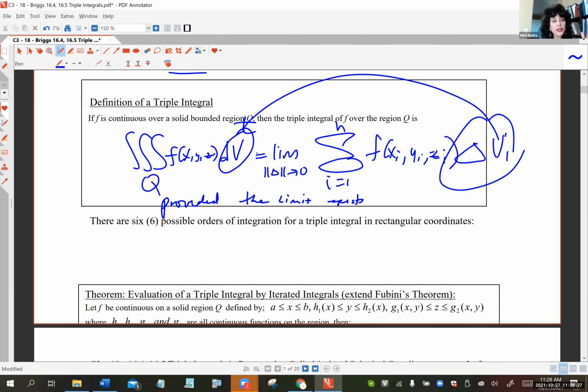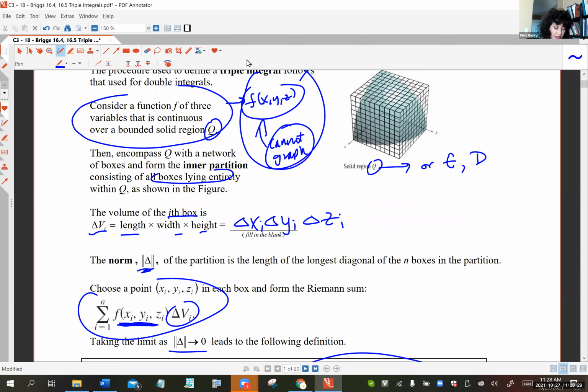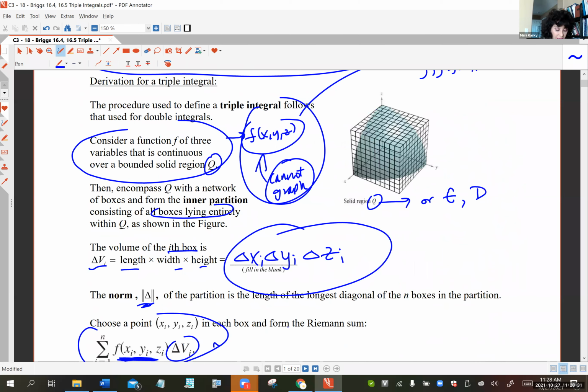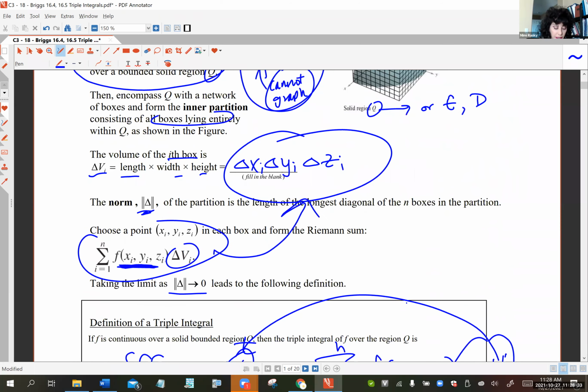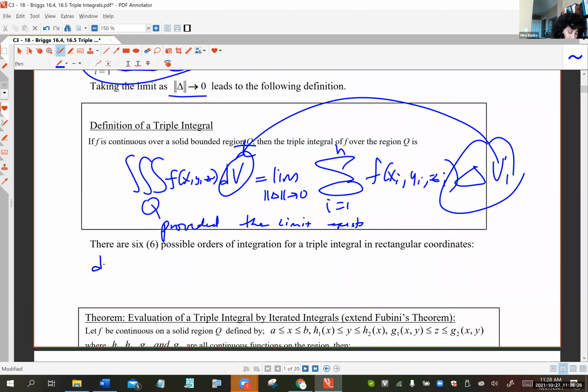The dV, the volume element, is basically delta x sub i, delta y sub i, delta z sub i, which could turn into dx, dy, dz. But there are 6 possible orders of integration. So I'm just going to rearrange dx, dy, dz in all the possible combinations.